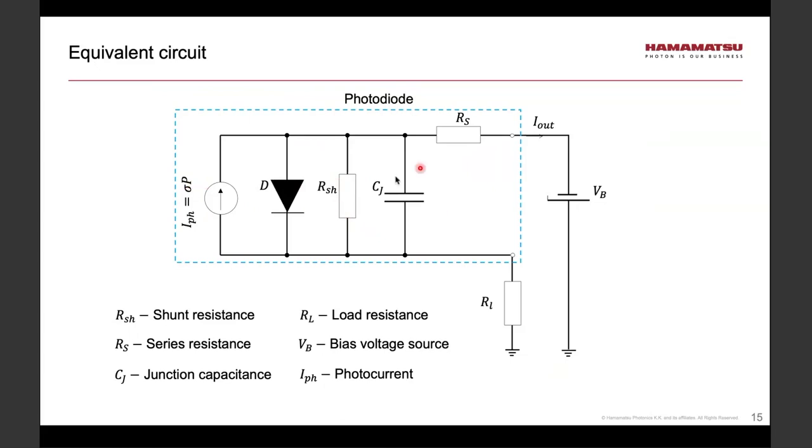C sub J represents the junction capacitance. That's the capacitance of the depletion region. And R sub S represents the combined resistance of the undepleted part of the photodiode. Now, V sub B here represents the external bias. Incidentally, this would be the anode. So this is a reverse bias circuit. And RL represents the load resistance.